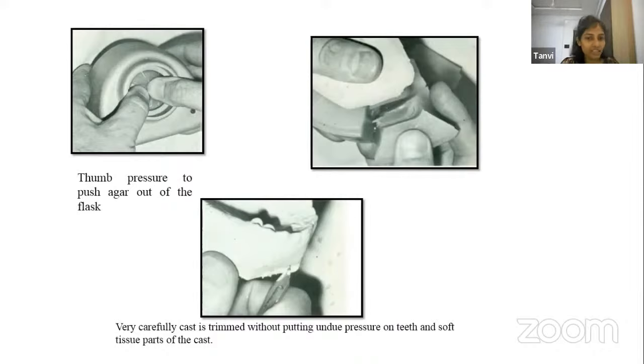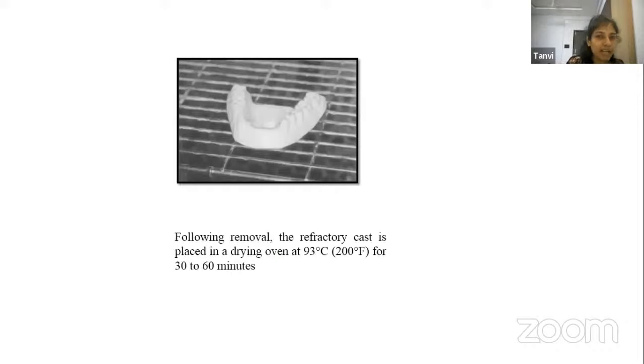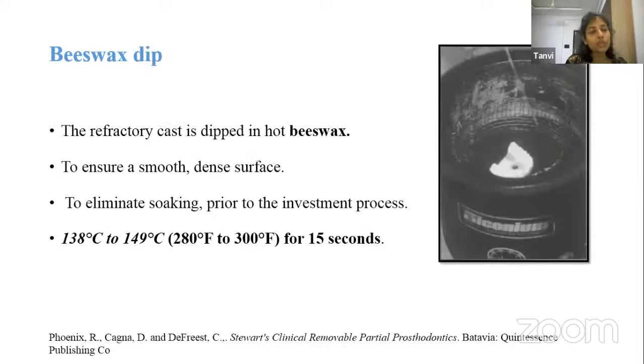It is the cast which will go for the casting procedure. To allow it to gain its strength, it is placed in the drying oven at 93 degrees centigrade for about 1 hour. In order to maintain the surface of the cast, so that we can do the design transfer properly and allow our framework to be stitched to it without much damaging the surface, and also to eliminate the soaking of the cast prior to the investment process, we dip the cast in beeswax for about 15 seconds at a temperature of 140 to 150 degrees centigrade.